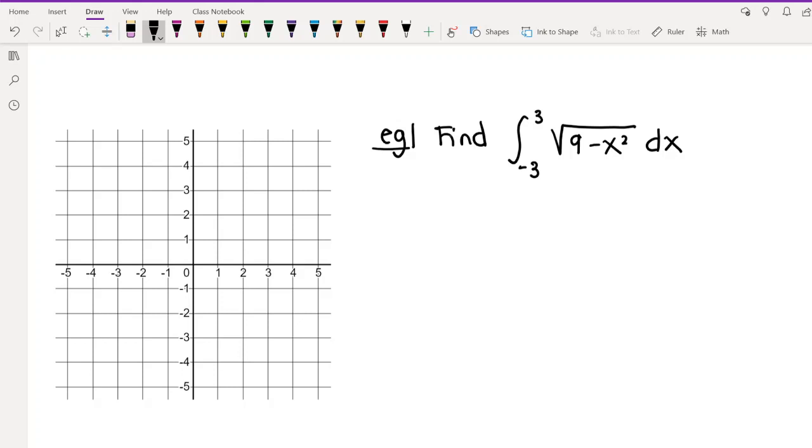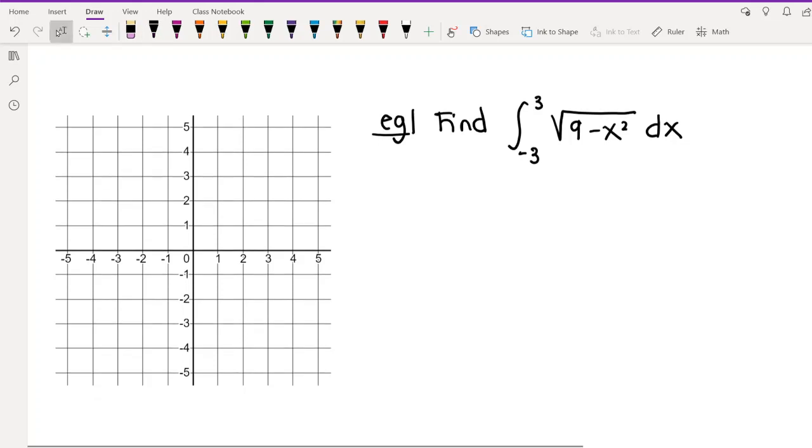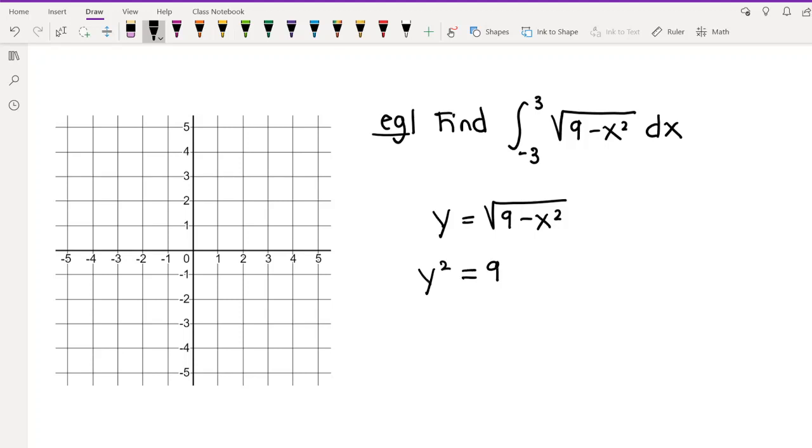So what's the deal with square root of 9 minus x squared? Well, if we were to write this as y is equal to square root of 9 minus x squared, and let's say that we were to square both sides, we would get y squared is equal to 9 minus x squared. And if we then add x squared to both sides, we get x squared plus y squared is equal to 9. So that would be a circle, right? That would be a circle centered at the origin with a radius of 3.